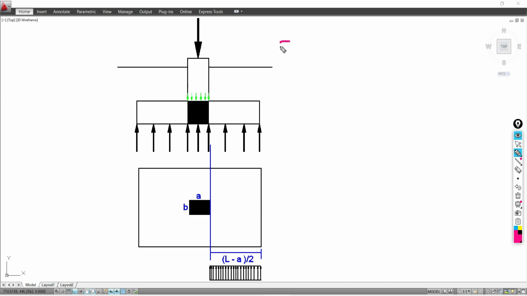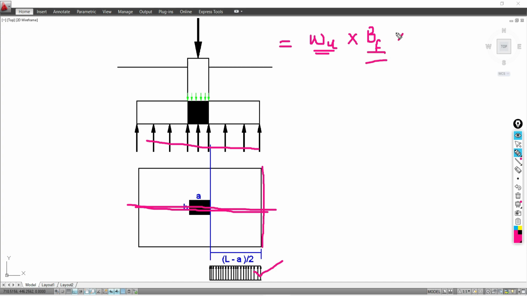What is the formula? The formula is upward soil pressure, multiplied by the width of the footing. If you are going to find the moment along the length of the footing, this width of the foundation you have to consider, multiplied by this projected part beyond the face of your column. This projected span you have to calculate. That will be your L, and the square of that divided by 2.